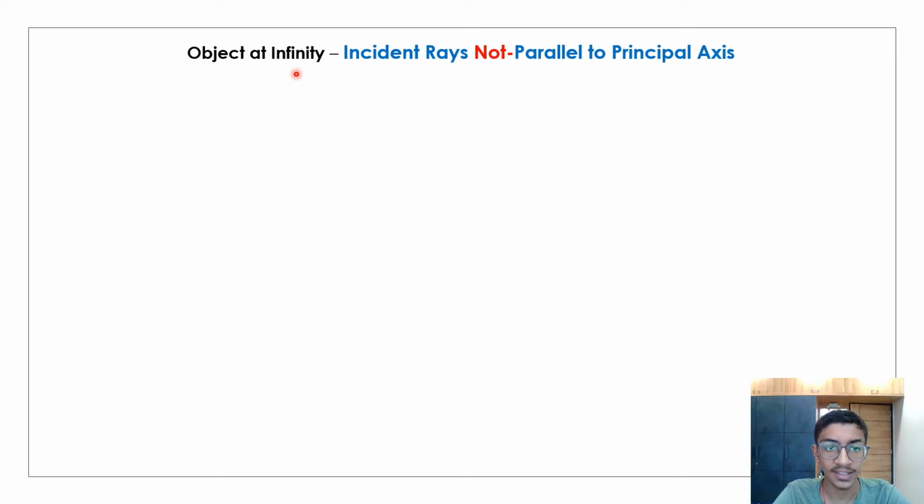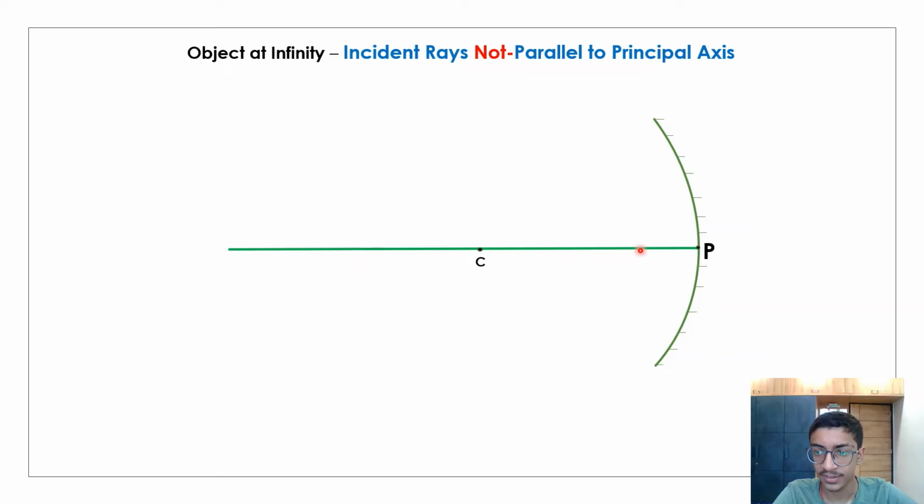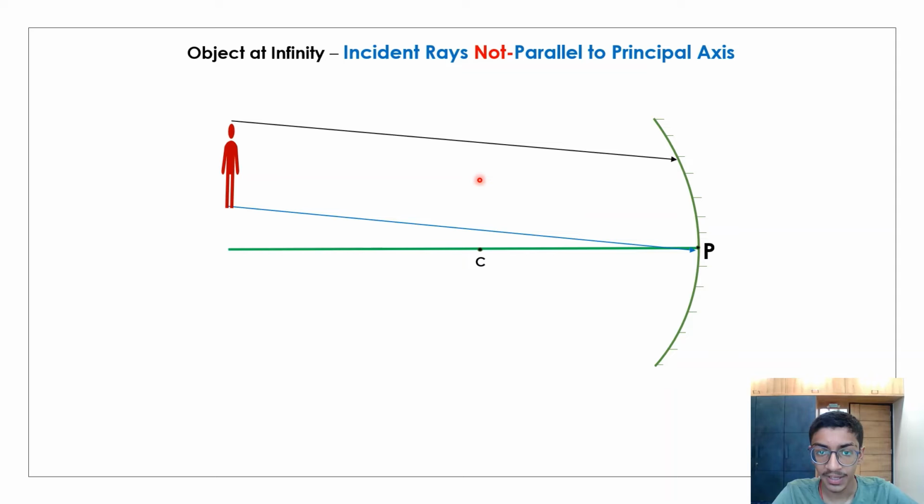Let us look at the second case when object is kept at infinity only but the incident rays are not parallel to principal axis. The spherical mirror, the pole, principal axis, center of curvature and the object. Here we have the two incident rays and you can see that they are not parallel to the principal axis. These reflecting rays, as you can see, also seem to meet at a point which is focus. And we will obtain a real and inverted image, but here the image you can see is not point size, it is diminished.